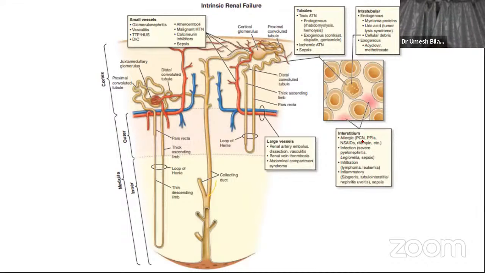And allergic reactions to PPIs, NSAIDs, and infections like pyelonephritis can also cause it. Then we have infiltration. So these are all inflammatory diseases, like Sjogren syndrome, which also can cause intrinsic kidney disease.